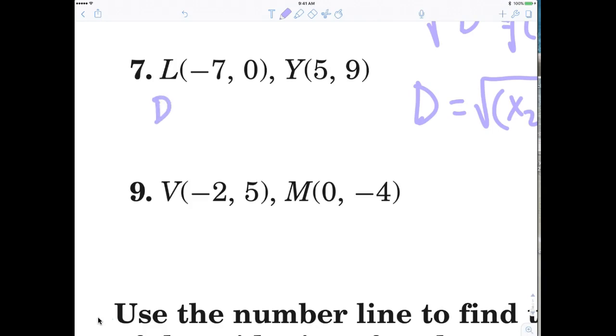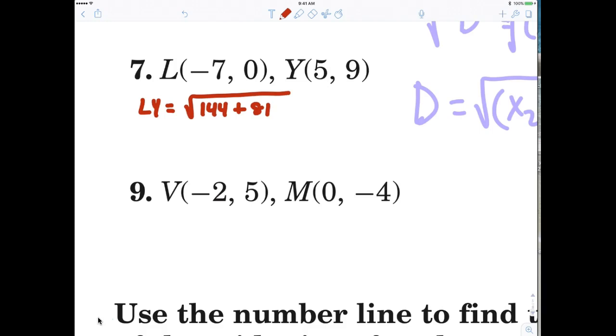The distance, or we could just say Ly, is equal to the square root of 144 plus 81. Because we're subtracting the x's: 5 minus -7, or -7 minus 5. So does it matter which way we subtract? Because we are squaring it, and we're kind of doing the absolute value.